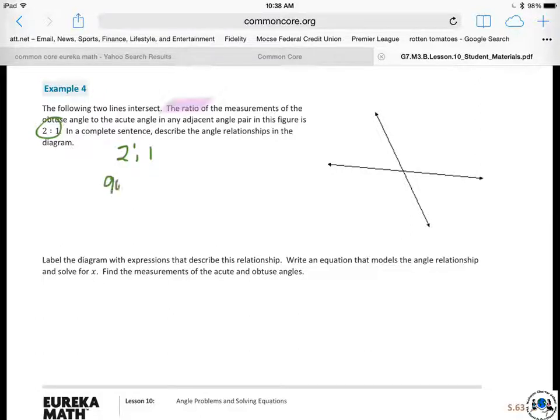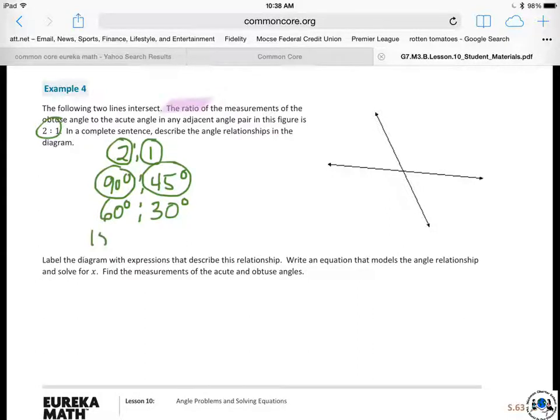Okay, you could have 90 degrees and 45 degrees, because they are in the ratio of 2 to 1, whereas this one is twice the size of this one, as 2 is twice the size of 1. What are another few examples? Of course, I'm not going to wait for you to say anything because I can't hear you, but how about 60 degrees to 30 degrees? Again, 2 to 1. 150 degrees to 75 degrees, and on and on.